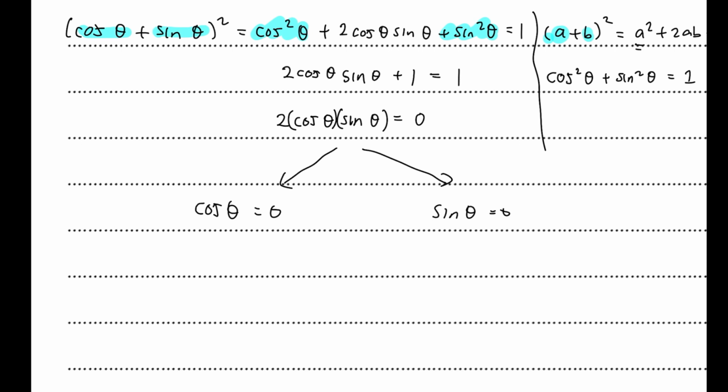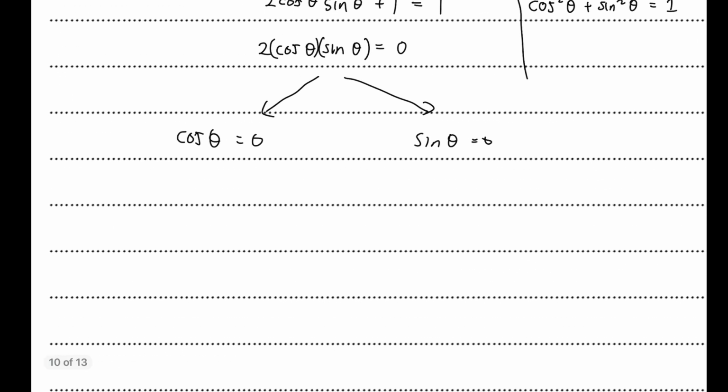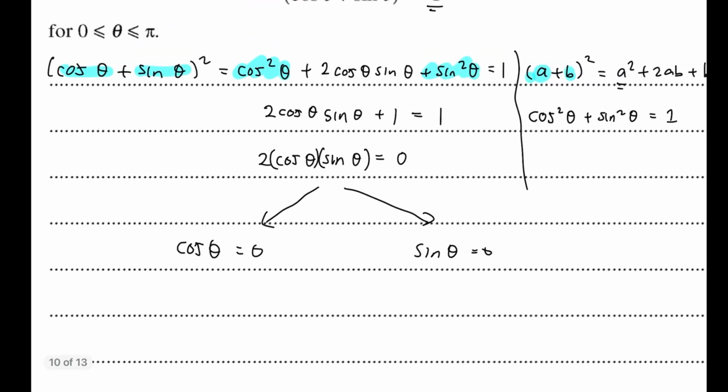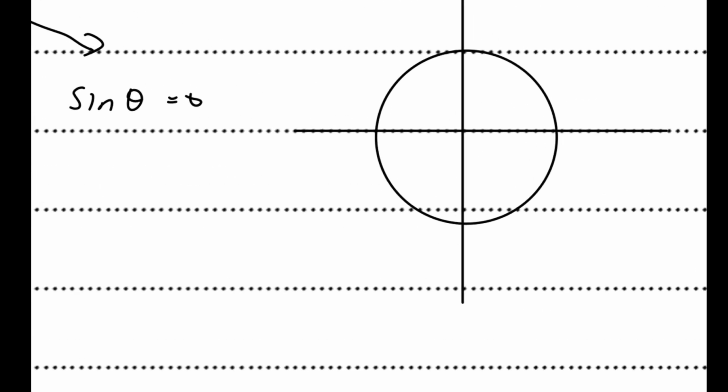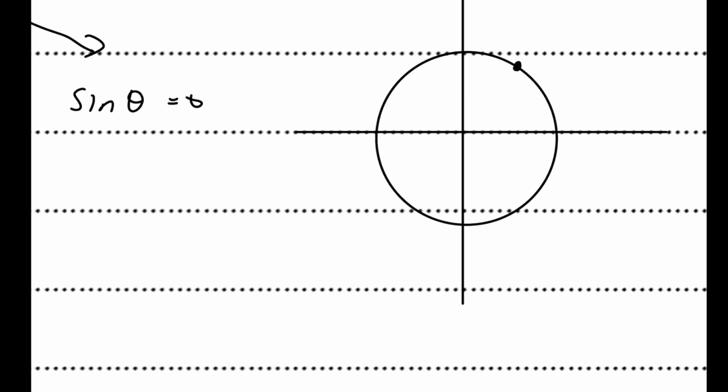Okay, from here, how do we know the value of theta when cos theta equals 0 and sine theta equals 0? First thing first, you have to look at the domain. It's in between 0 until pi. And then you need to find the value of theta. The easiest way, usually I use a unit circle. A unit circle is a circle with center 0, 0 and radius 1. So by using the unit circle, we know that the coordinates of the point on the circle will be cos theta and sine theta. You should remember that for the unit circle.